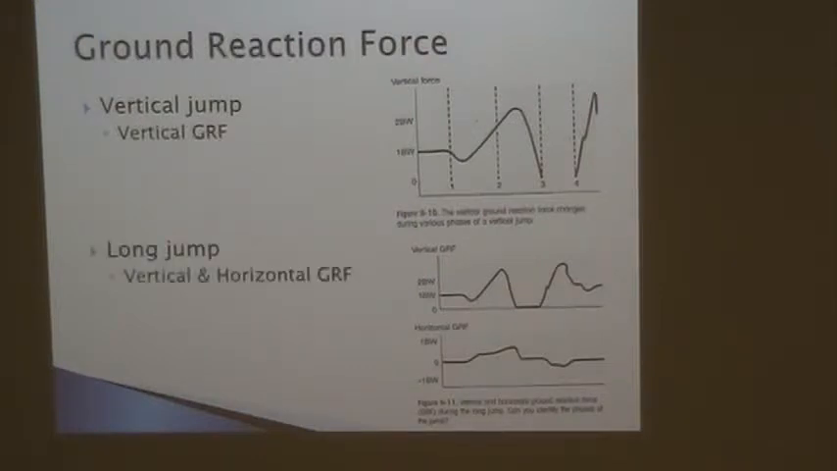Now, on a long jump, let's say it's a standing long jump, you're needing to go both up and forward. So now you have vertical ground reaction force and horizontal ground reaction force. So now, instead of just trying to jump high up in the air, I'm trying to jump forward. Okay, so now they have force plates and they can measure both vertical, which looks a lot like what we just saw up here, and horizontal ground reaction force, the pushing forward.